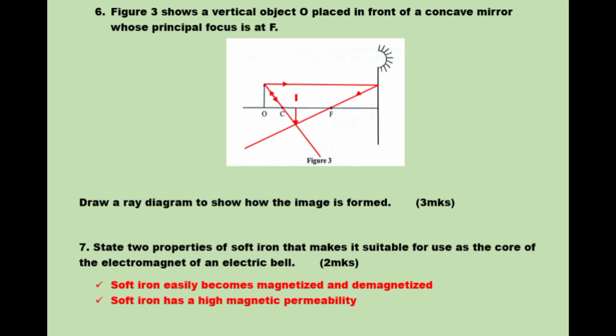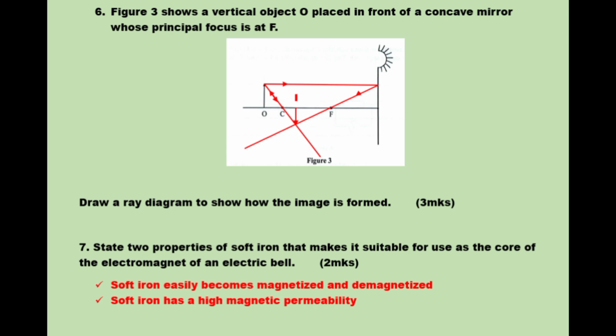So that means we'll just pick 2 rays to locate the image. We just require a minimum of 2 rays. So we can pick a ray close and parallel to the principal axis. This one converges through the focal point because we are using a concave mirror. Then a ray through the center of curvature, which is reflected back along the same line. So it has 2 arrows.